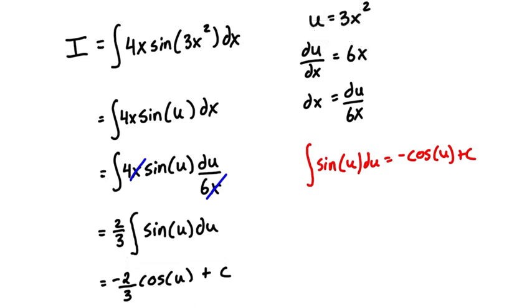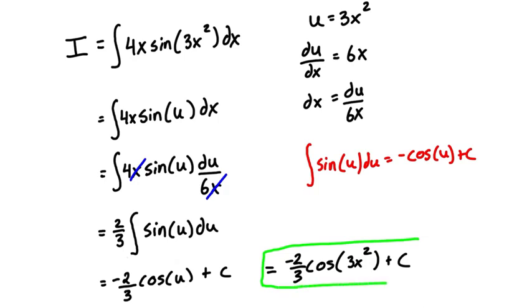So we'll just replace that with our final answer, which is going to be negative 2 over 3 cosine of 3x squared plus c. And this is the solution to the original problem that we had up here when we're looking for what is the integral of this expression. So that is how we're basically always going to solve these integrals using substitution.